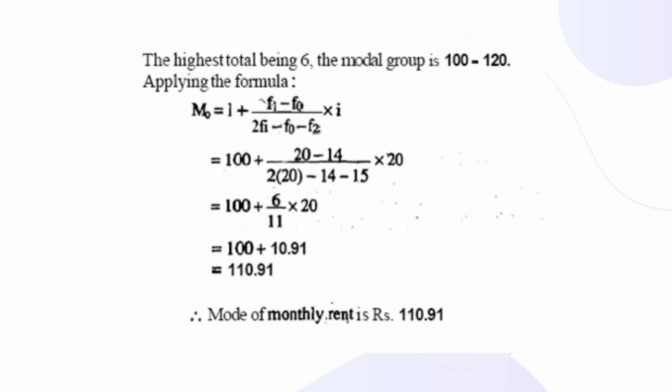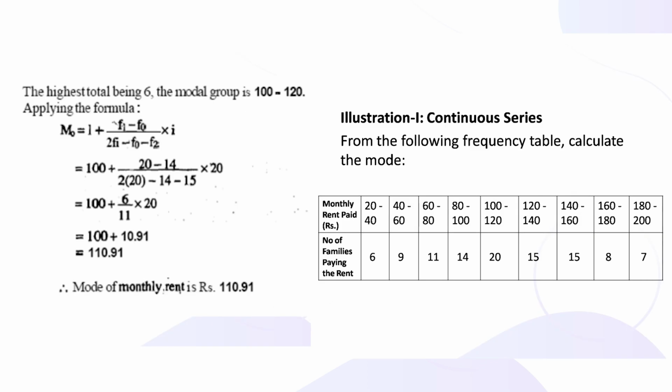Now we are going to apply the formula. The modal class is 100 to 120, that you have to remember. Now, what is L? L is the lower limit of the modal class, that is 100. Next, F1. F1 is the frequency of the modal class. What is the highest frequency? The modal class is 100 to 120, and its frequency is 20. Okay, 20 we have taken.